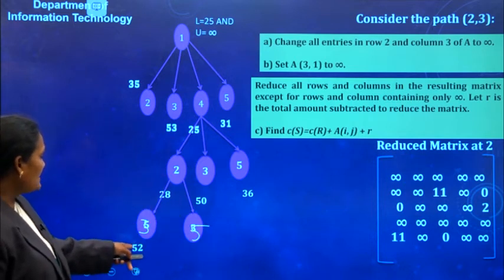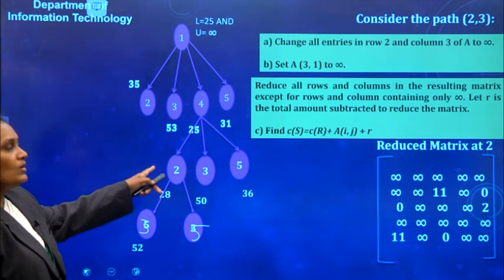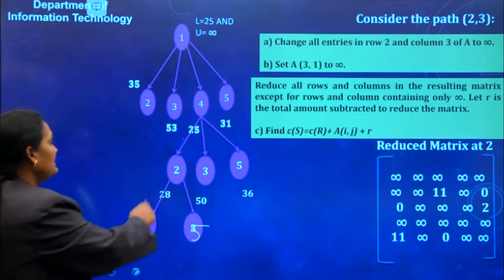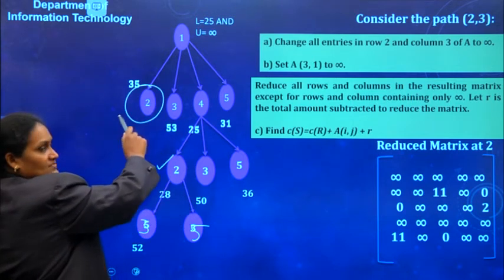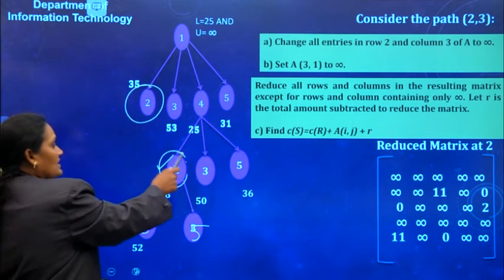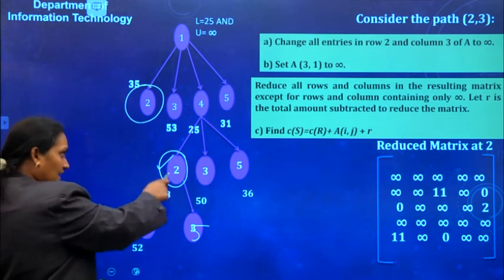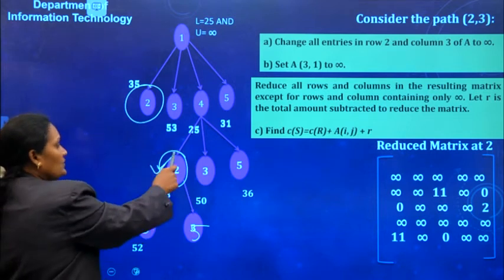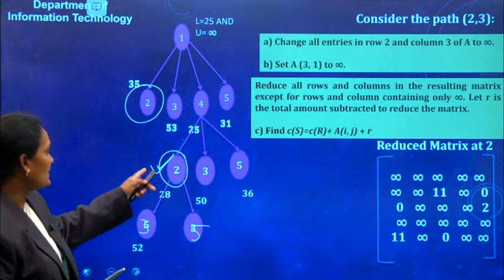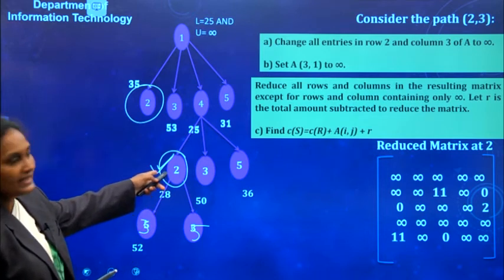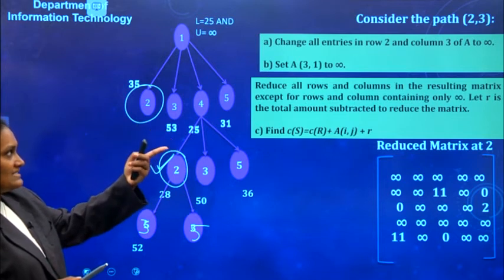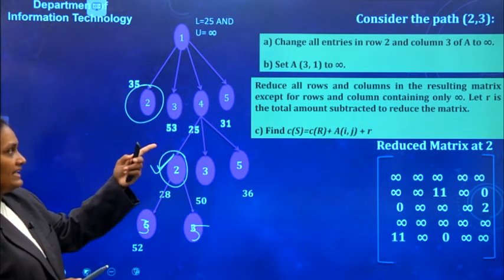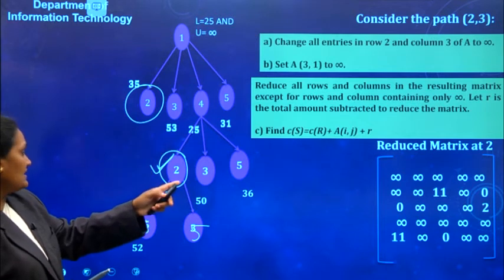Now here, what cost matrix do we need to use? We need the cost matrix we obtained at 2. Since we are finding the path from here, we need to use the reduced matrix we obtained here. So what I am doing is changing all entries of row 2, column 3 to infinite and 3, 1 to infinite. Reduce the matrix and find the cost.